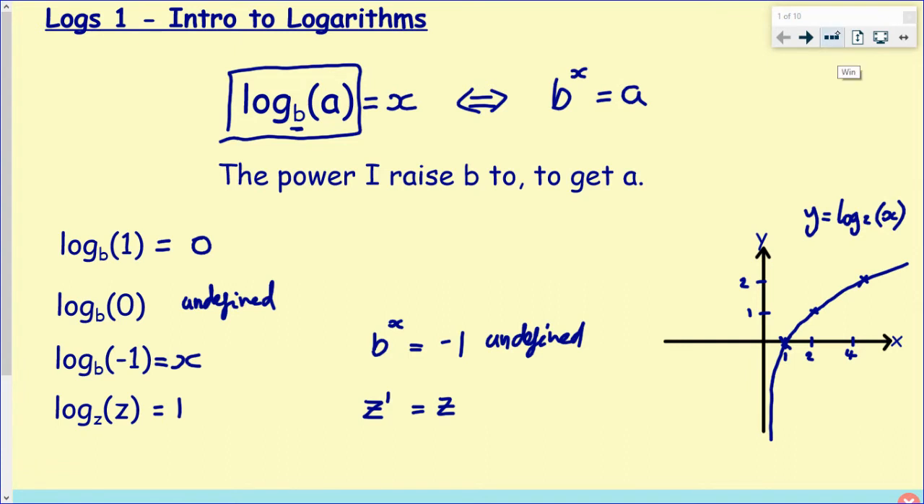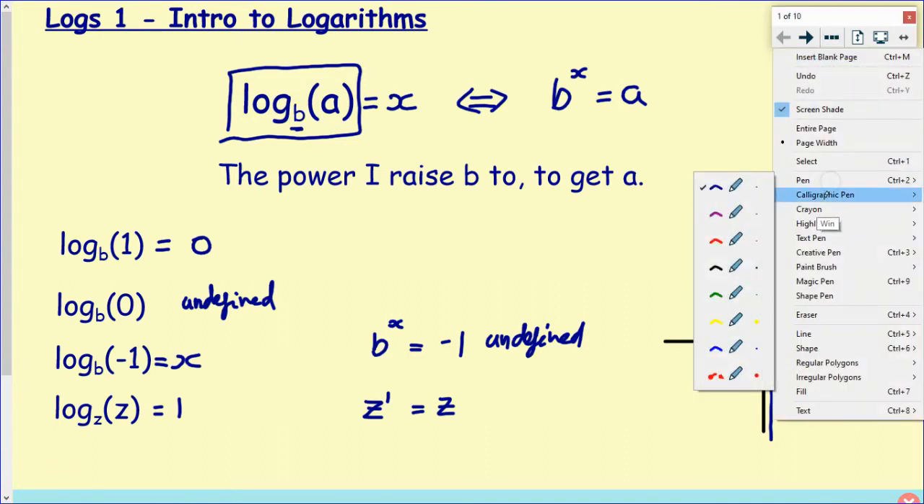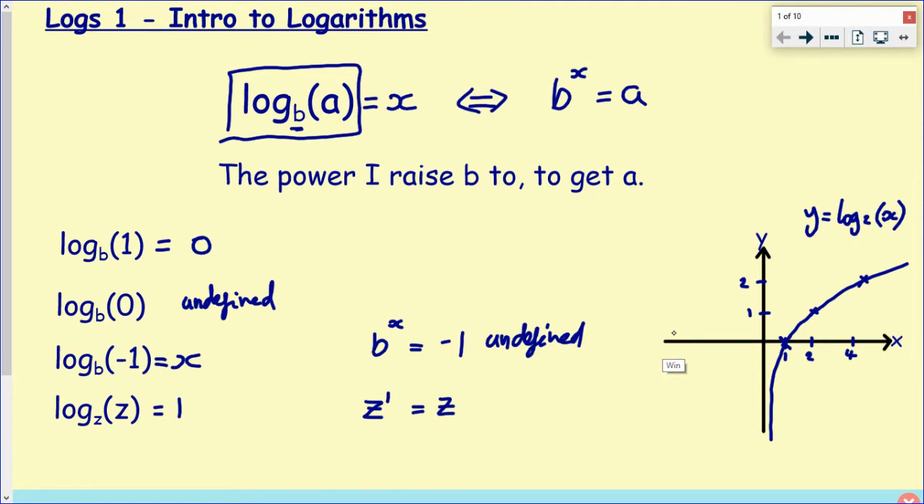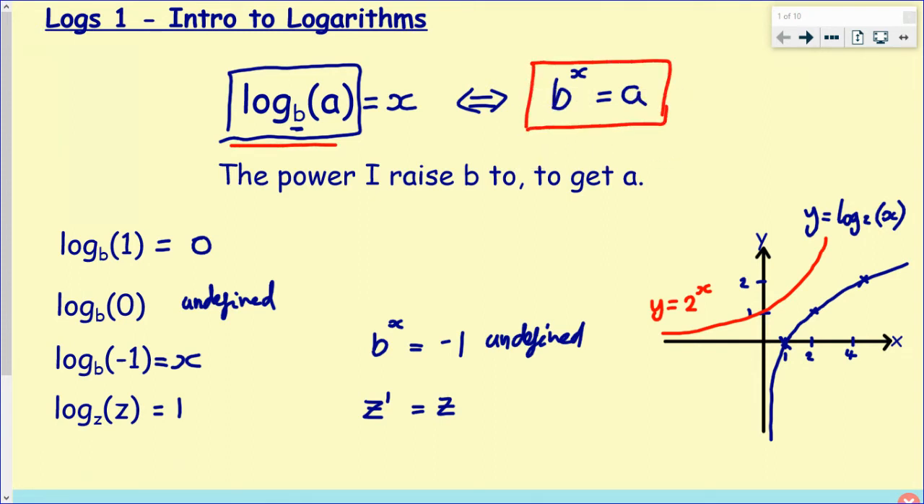Now this curve has some very similar properties to another curve that you may be familiar with, and that is the exponential graph. So let's sketch that in here. This is y equals 2 to the x, because as we said, every log statement can be written as an exponential statement. And so these two graphs are essentially the same, except they are a reflection in y equals x. And any of you that know about functions will notice this means they're inverse functions.